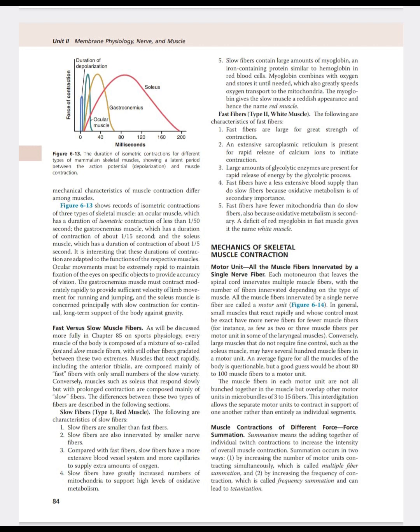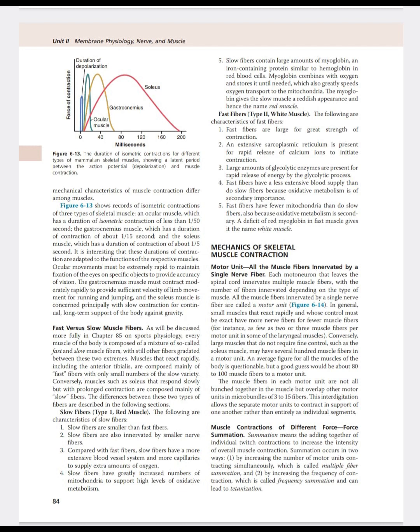Fast fibers have less extensive blood supply than do slow fibers because oxidative metabolism is of secondary importance. Fast fibers have fewer mitochondria than do slow fibers. All right, just highlight the text which I have spoken.